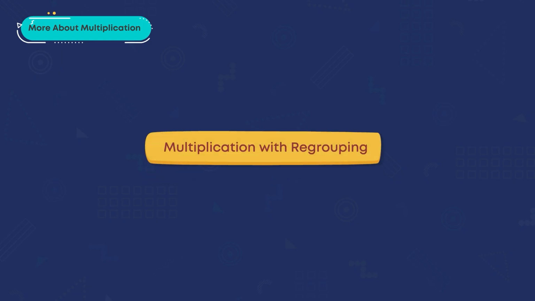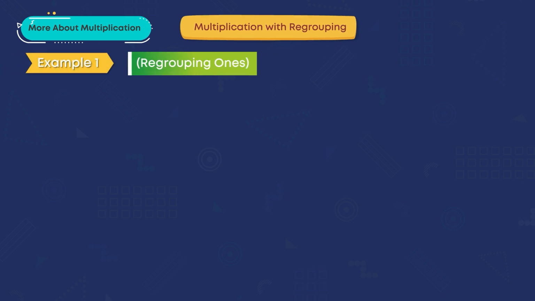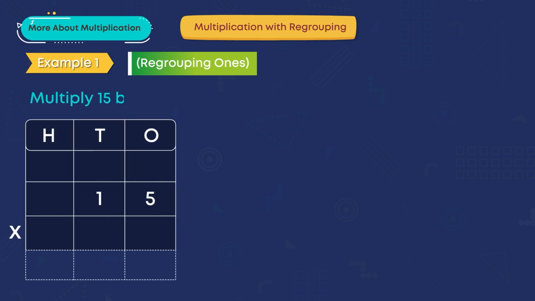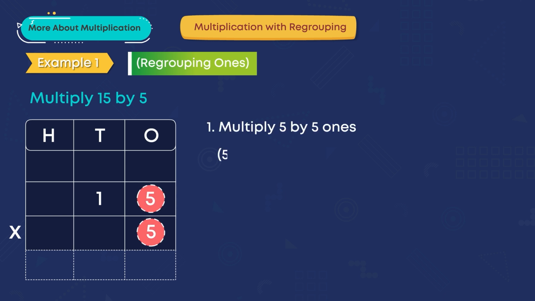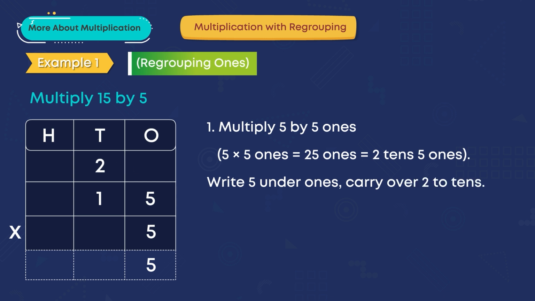Multiplication with regrouping. Example 1. Regrouping ones. Multiply 15 by 5. Multiply 5 by 5 ones. 5 times 5 ones is equal to 25 ones is equal to 2 tens 5 ones. Write 5 under ones. Carry over 2 tens.